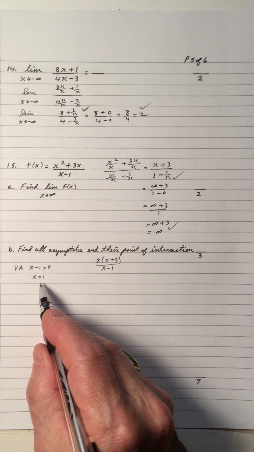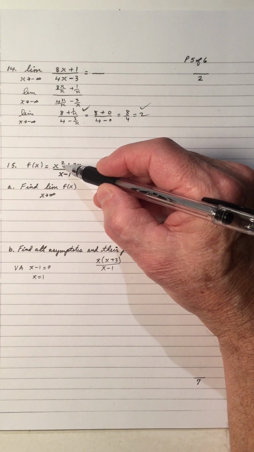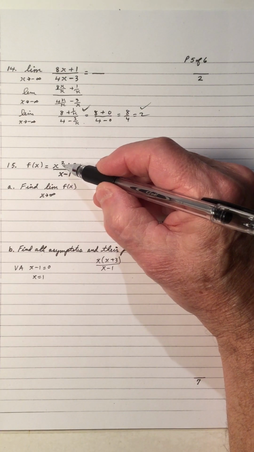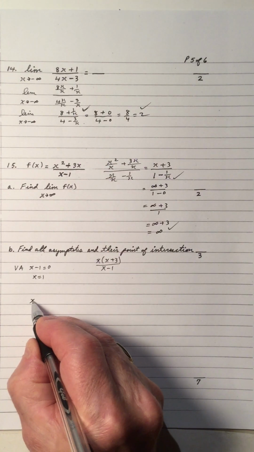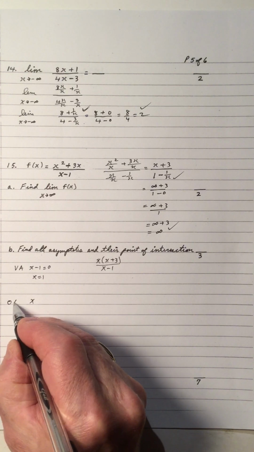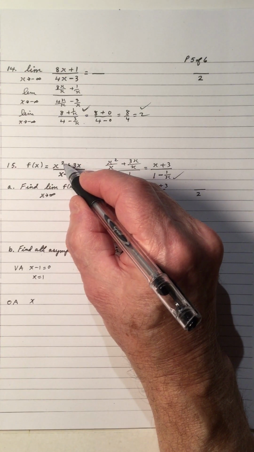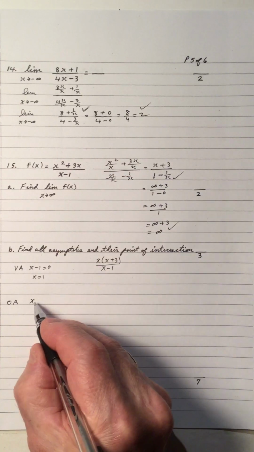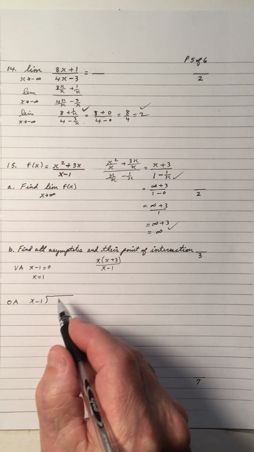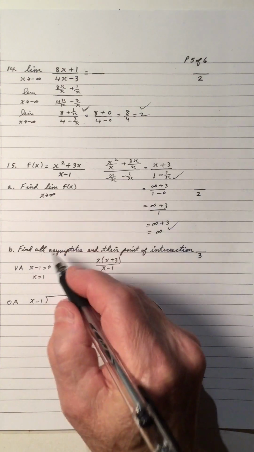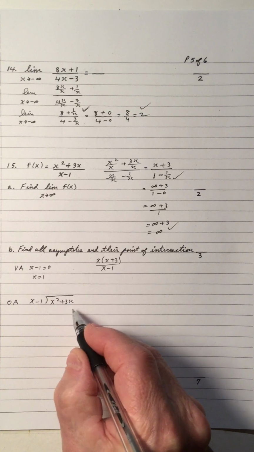Now, because the numerator power is larger than your denominator power, this is a quadratic over linear, I'm going to work out what we call the oblique asymptote. When your numerator has a higher power than your denominator, you will get an oblique asymptote. So let's divide x minus 1 into x squared plus 3x.